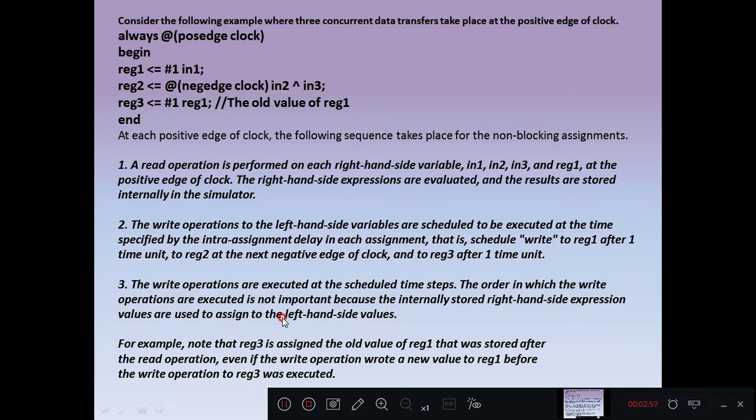What do you mean by this? Here the values of IN1, IN2, IN3 and register 1 are considered at the same time, and all three expressions, the IN1 value, the register 1 value and the XOR operation of IN2 and IN3, are performed at the same time since we are using non-blocking assignment, but the assignment is delayed based on the delay mentioned.